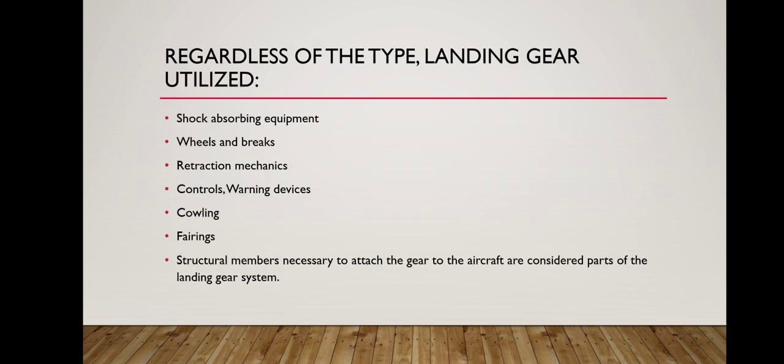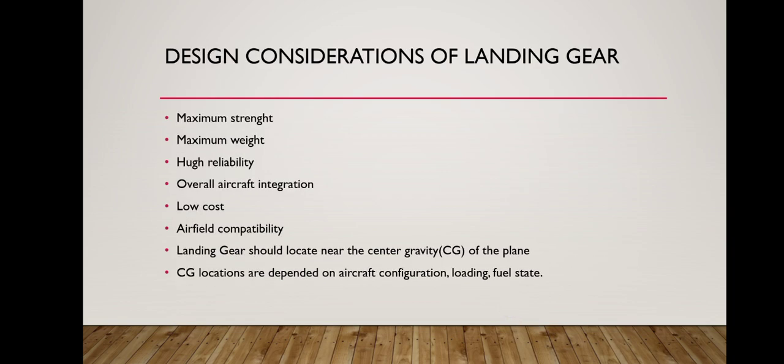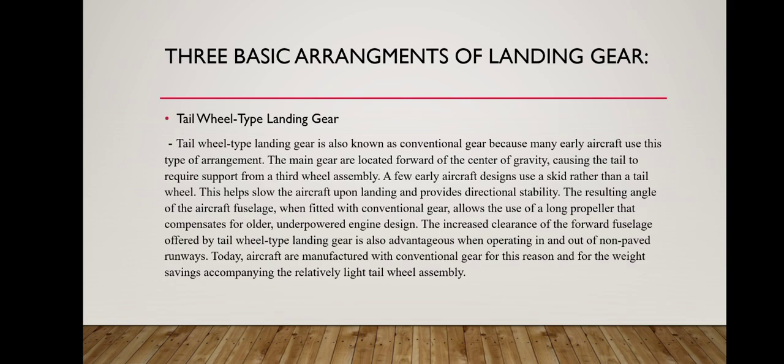Regardless of the type of landing gear utilized, shock absorbent equipment, wheels and brakes, retraction mechanisms, controls, warning devices, cowling, fairings, and structural members necessary to attach the gear to the aircraft are considered parts of the landing gear system. Design considerations of landing gear: maximum strength, minimum weight, high reliability, overall aircraft integration, low cost, and airframe compatibility. Landing gear should be located near the center of gravity of the plane. CG locations are dependent on aircraft configuration, loading, fuel, and so on.